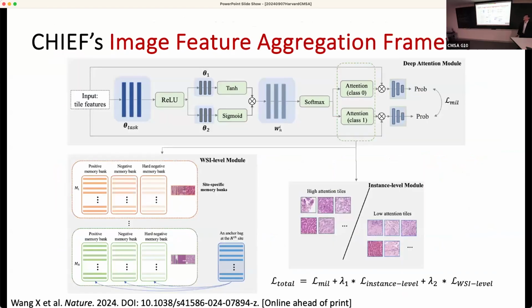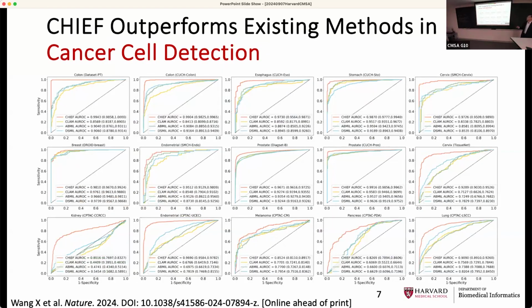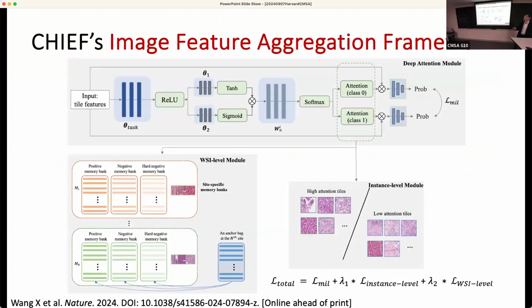Yeah, that's a great point. So the question is about, in this comparison, do we use the same set of annotation? And the answer is yes. So here we only use the whole slide label annotation, basically the sample label annotation, for all methods, including our method. And how does it work?